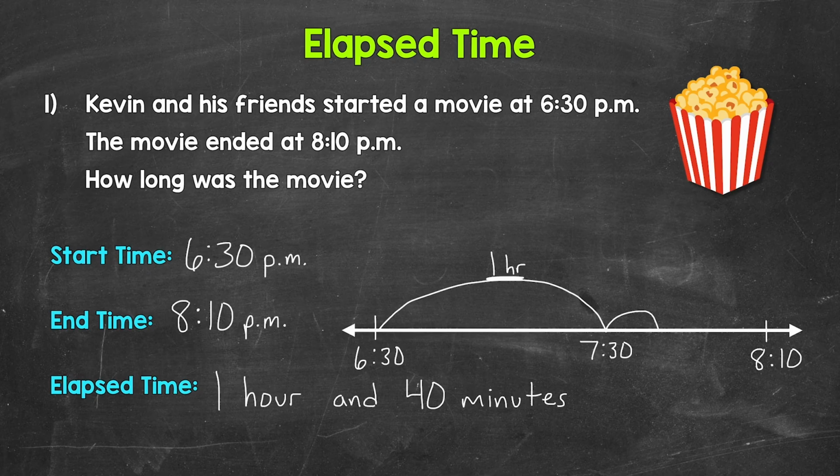Absolutely. So let's make a 10-minute jump from 7:30. That gets us to 7:40. Another 10 minutes gets us to 7:50. Another 10 minutes gets us to 8 o'clock. And then our last 10-minute jump gets us to 8:10. So we have 1 hour plus 10 minutes plus 10 minutes plus 10 minutes plus 10 minutes, which gives us our elapsed time of 1 hour and 40 minutes.